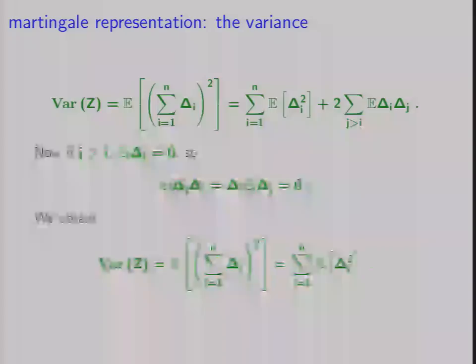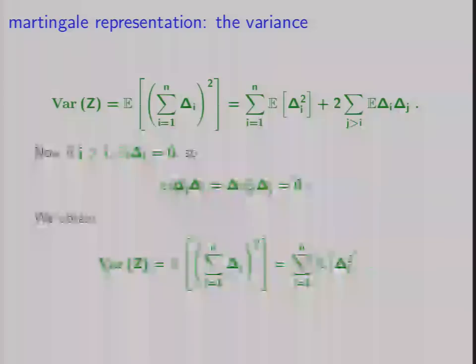So let's just start with this inequality first, and let's try to understand the variance. Good. So let's write the variance of an arbitrary random variable. Because of the Martingale representation, I can write it like this. And now I can expand the square. There are two kinds of terms here: the expected value of the delta_i squares, and the cross terms.